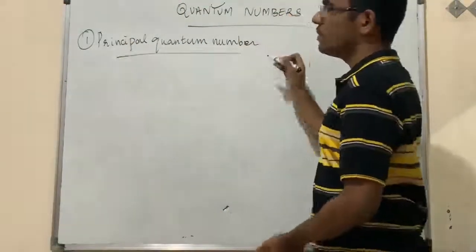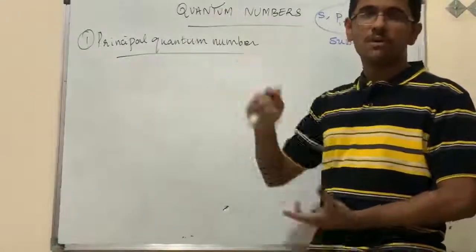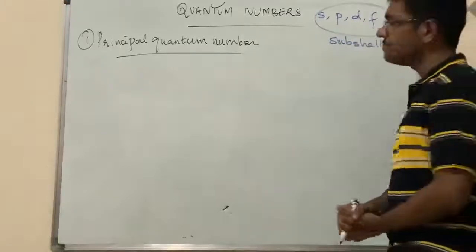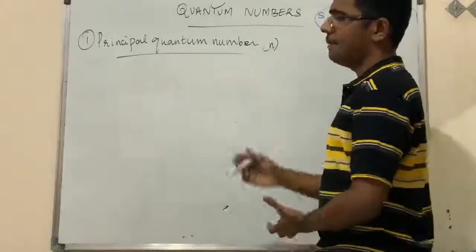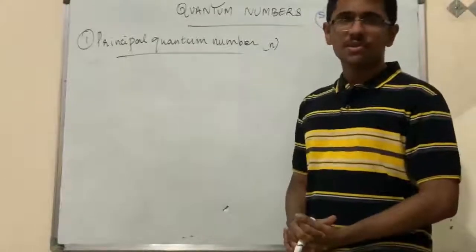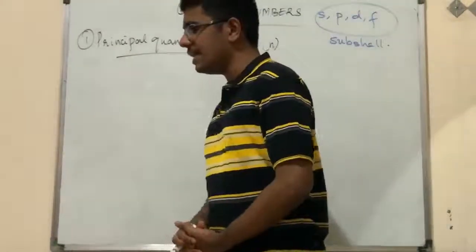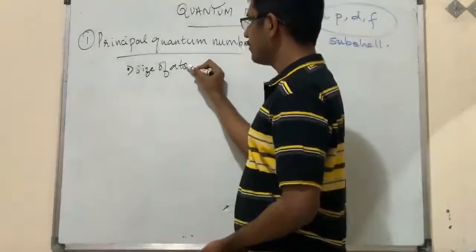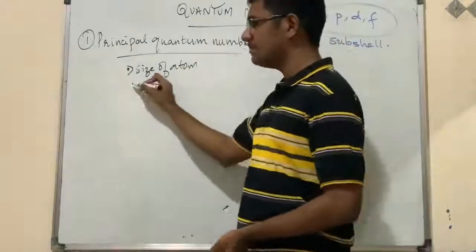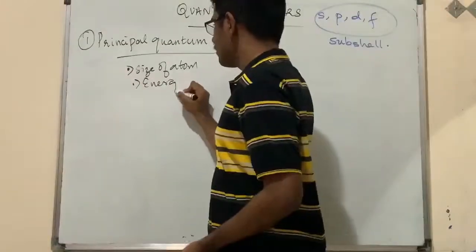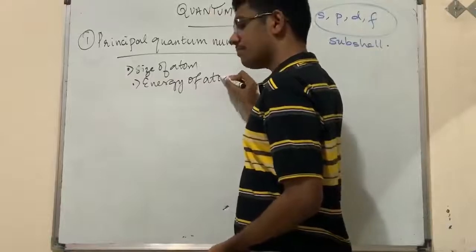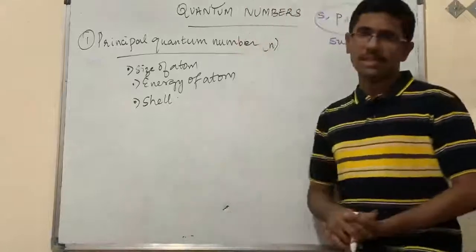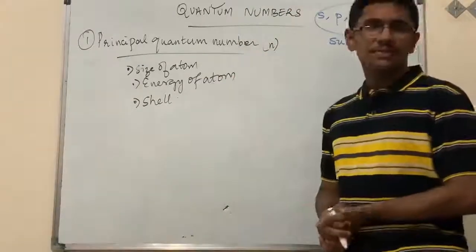What is meant by principal quantum number? Principal quantum number means the most important quantum number that is first expressed when we are representing subshell of energies. It is represented by small n. So what are these actually? Principal quantum number indicates the size of the atom, the energy of the atom, and which shell it is located in. So these are the main significance of a principal quantum number.